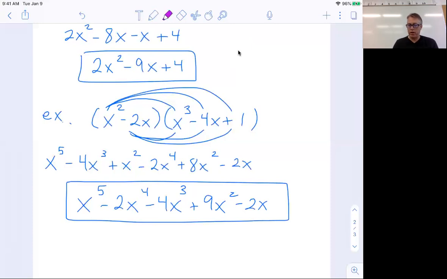So again, in our terms, I had here a second degree binomial times this, which is a third degree trinomial. And my result was a fifth degree polynomial. So I had 5 terms in my result here.